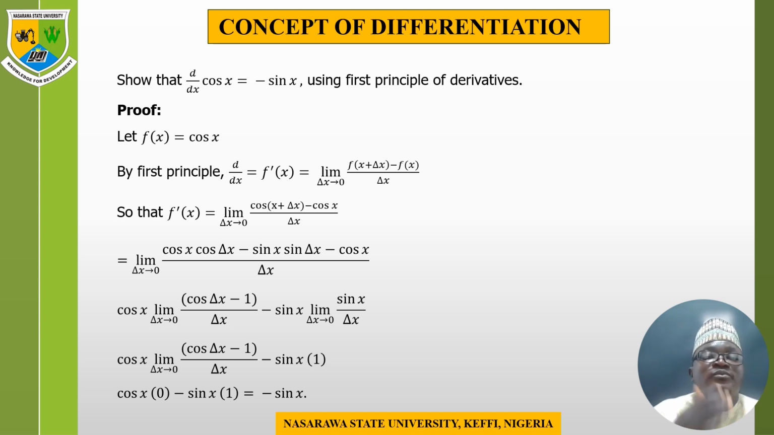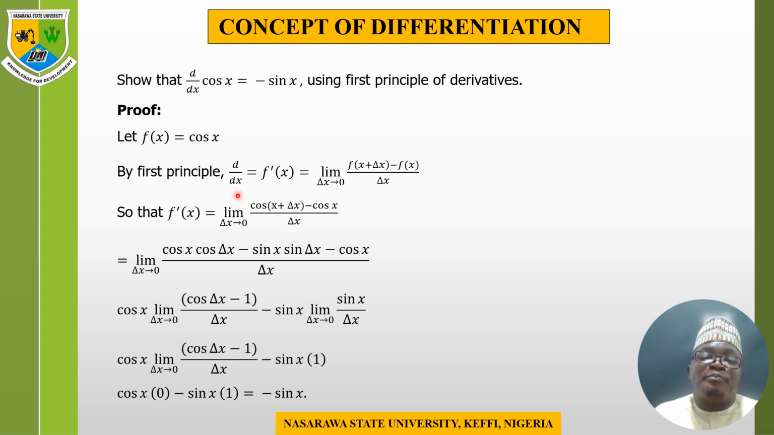Then the next one, we say that is example. Another example: show that the derivative of cos x is minus sin x. What we are saying again is, you are going to differentiate cos x with respect to x. The previous one was sine x. Let f of x equal cos x.